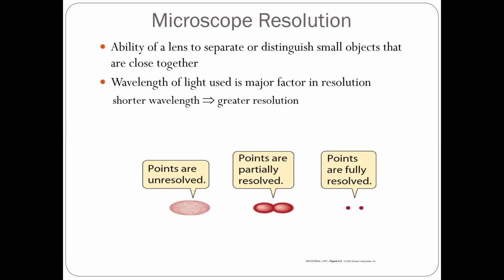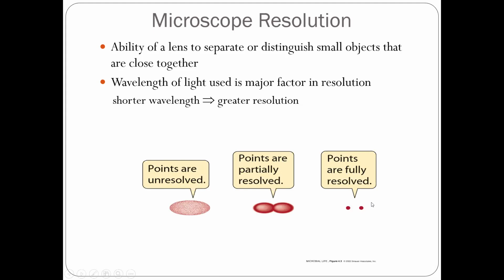Now, why do we want to use a microscope? Because we want to see the bacteria clearly. So here is a concept called microscope resolution. That is the ability to differentiate small objects that are very closely situated. You see the picture here. These points are unresolved, this is partially resolved, and the last one is fully resolved.